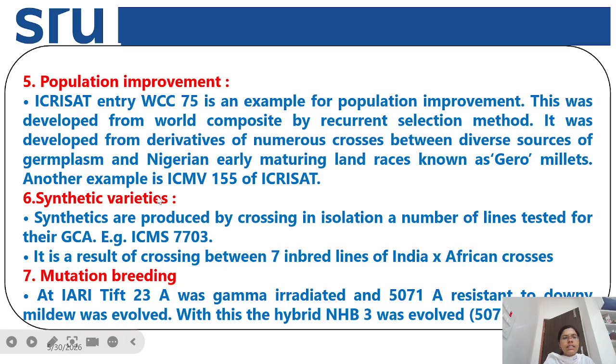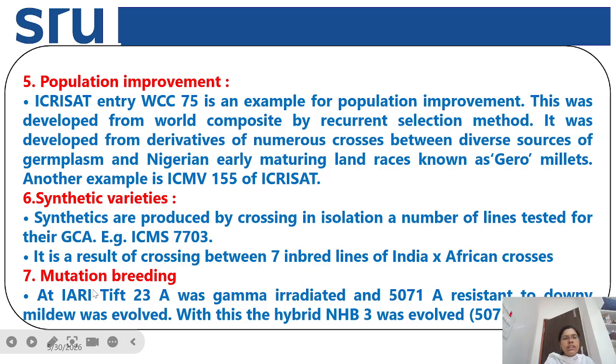And next is synthetic varieties. Synthetics are produced by crossing in isolation a number of lines tested for GCA, that is general combining ability. For example, you can see ICMS 7703, which is also a result of a cross between 7 inbred lines of India as well as African crosses. And next is mutation breeding.